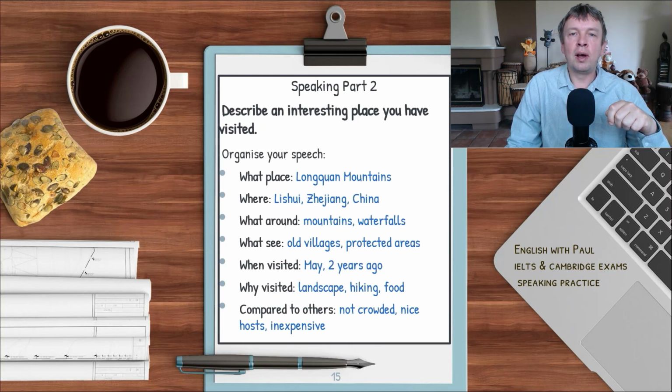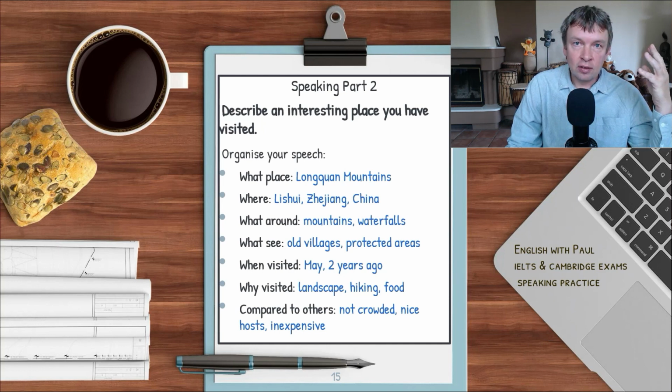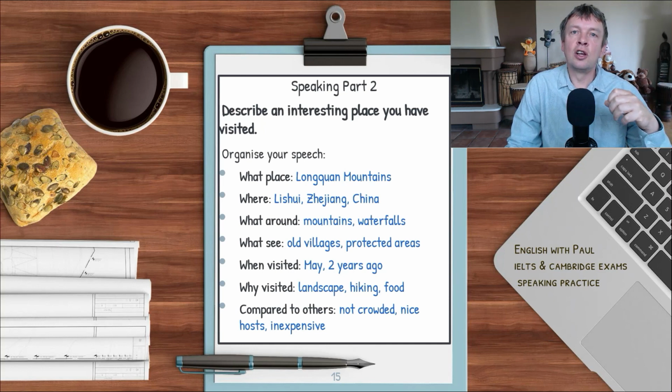Around these Longtuan Mountains, you can see very high mountains, waterfalls and springs, so a lot of natural places and natural beautiful scenery. There are also some old villages with traditional buildings around, some protected areas that you can visit where you can see some exotic plants and animals. I first visited that place 2 years ago in May, during May Day in China, which is a national holiday.